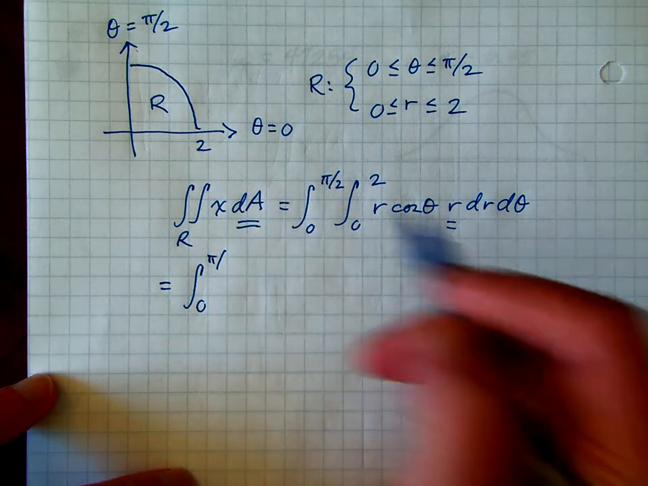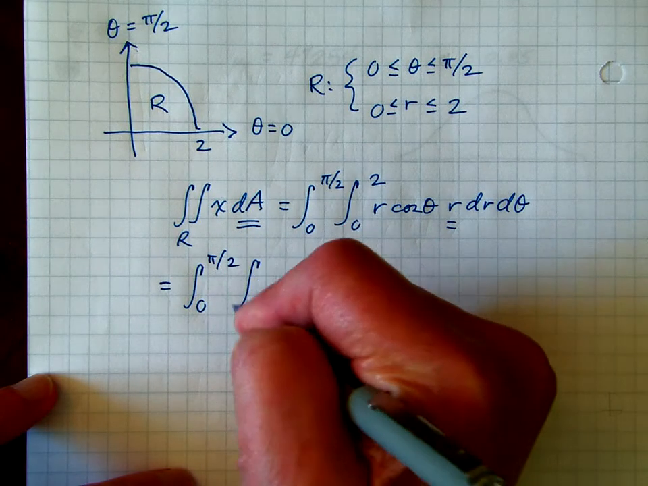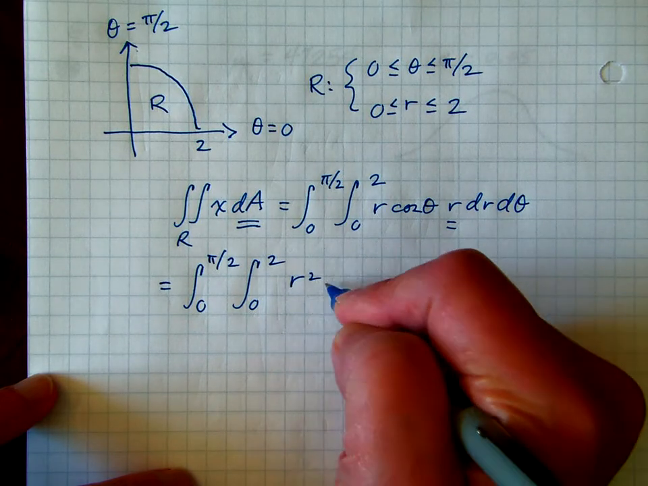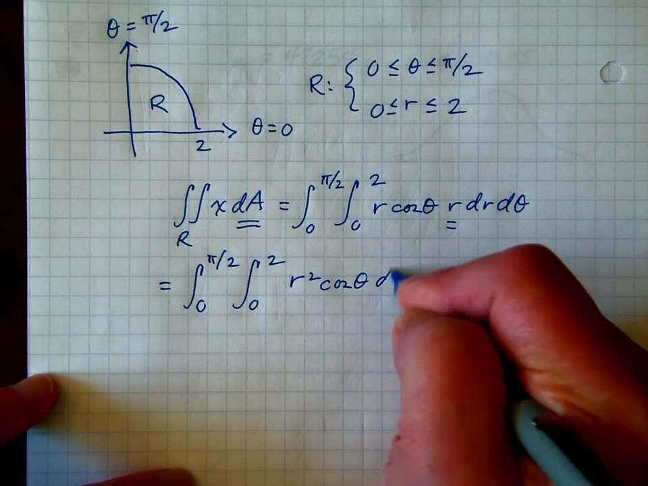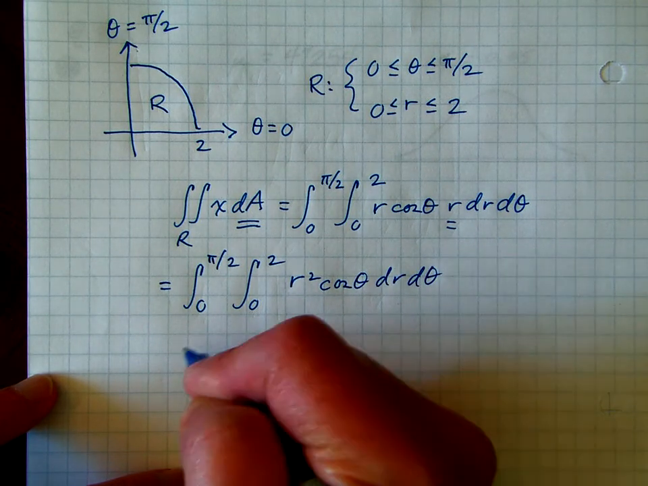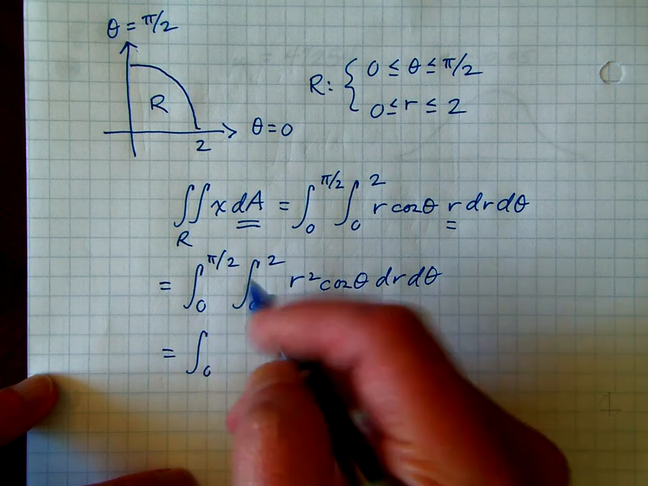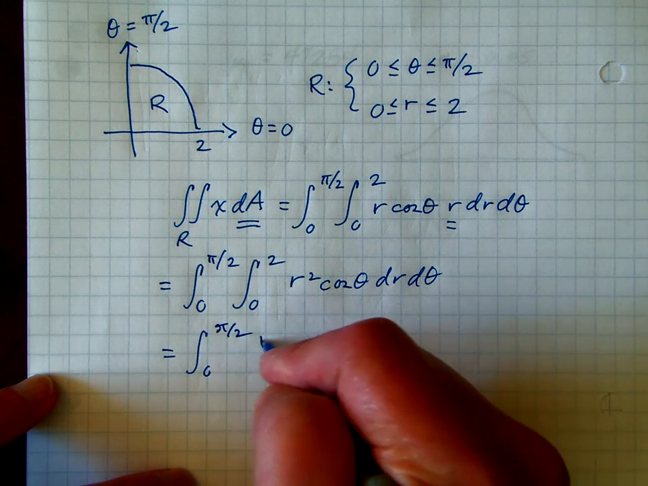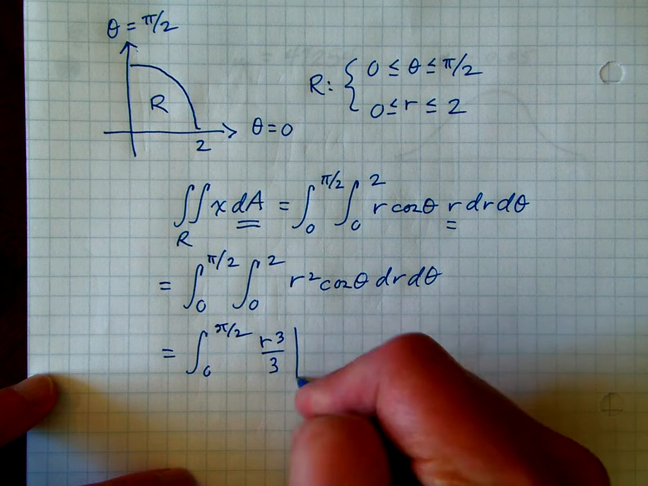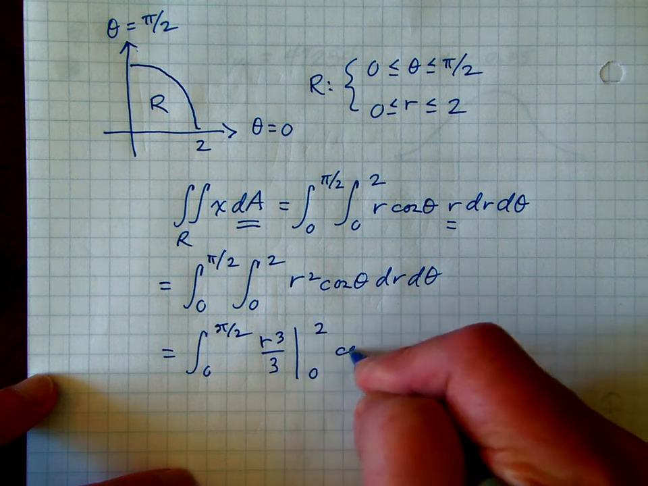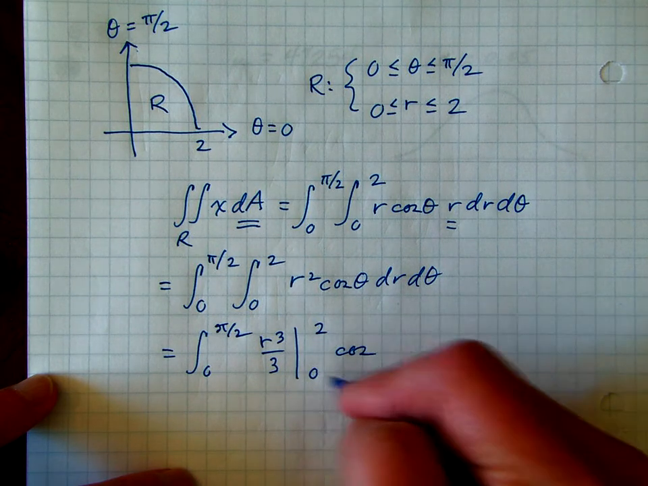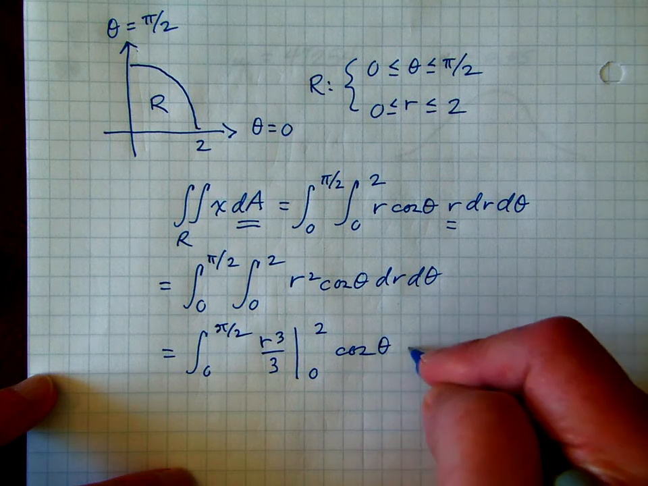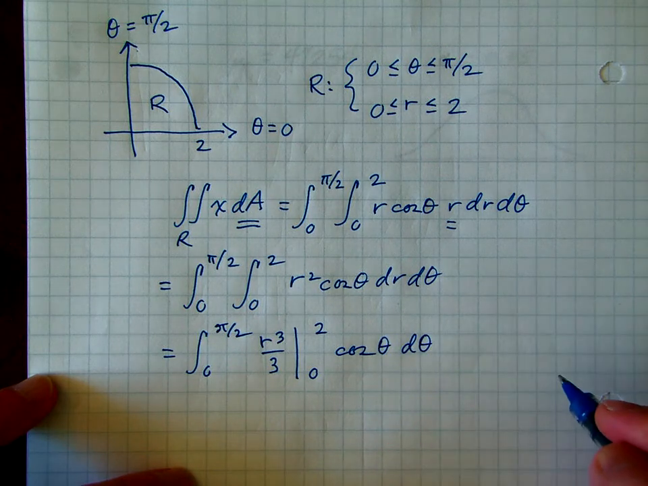If you simplify, just to make sure there are no mistakes, here's r, this is r squared, cosine theta, dr, d theta. Integrate the r factor. Well, you know what that's going to do. That's going to give us r cubed over 3 from 0 to 2. I don't have to embellish these with r equals 0 and r equals 2 because there's only the one variable there. Cosine theta is left over, and we still have to integrate with respect to theta.